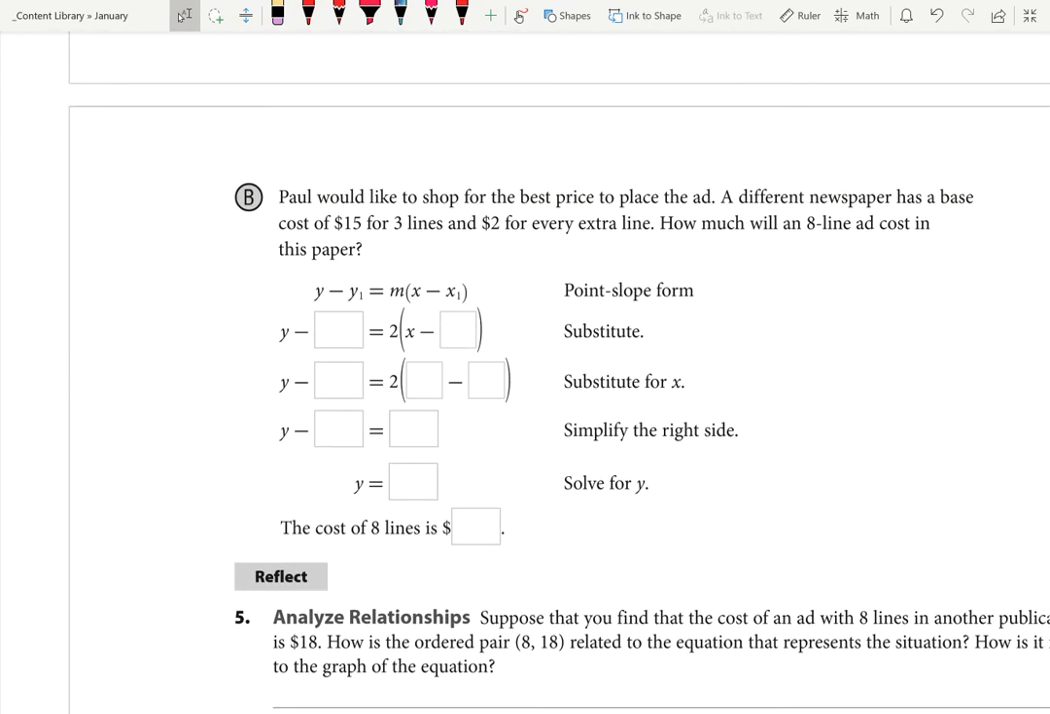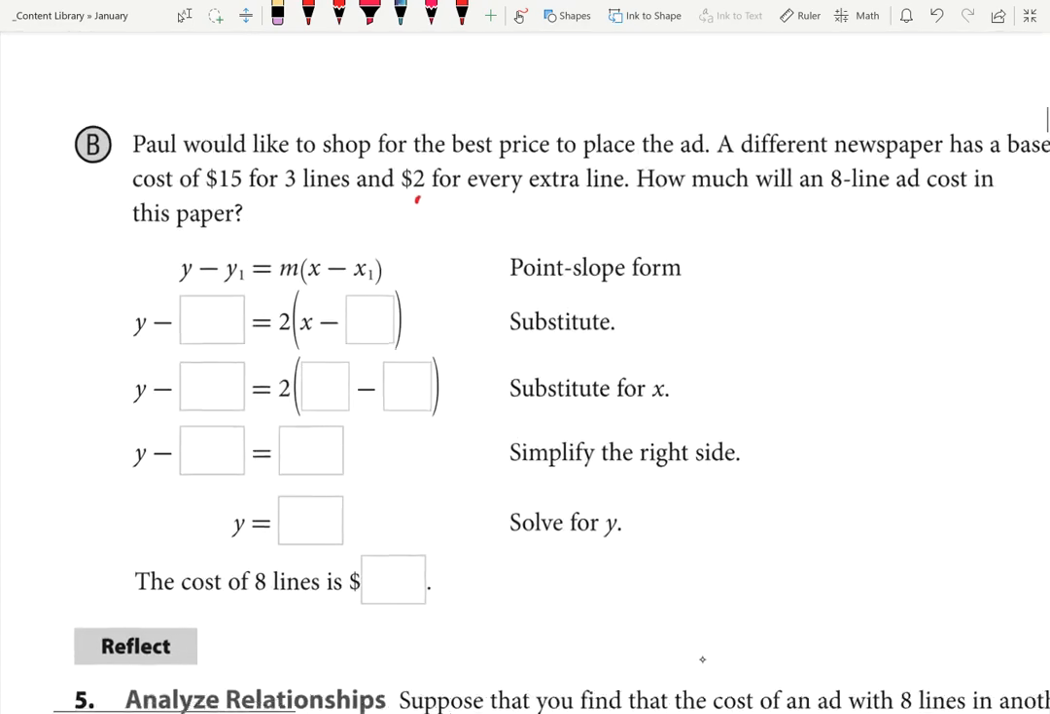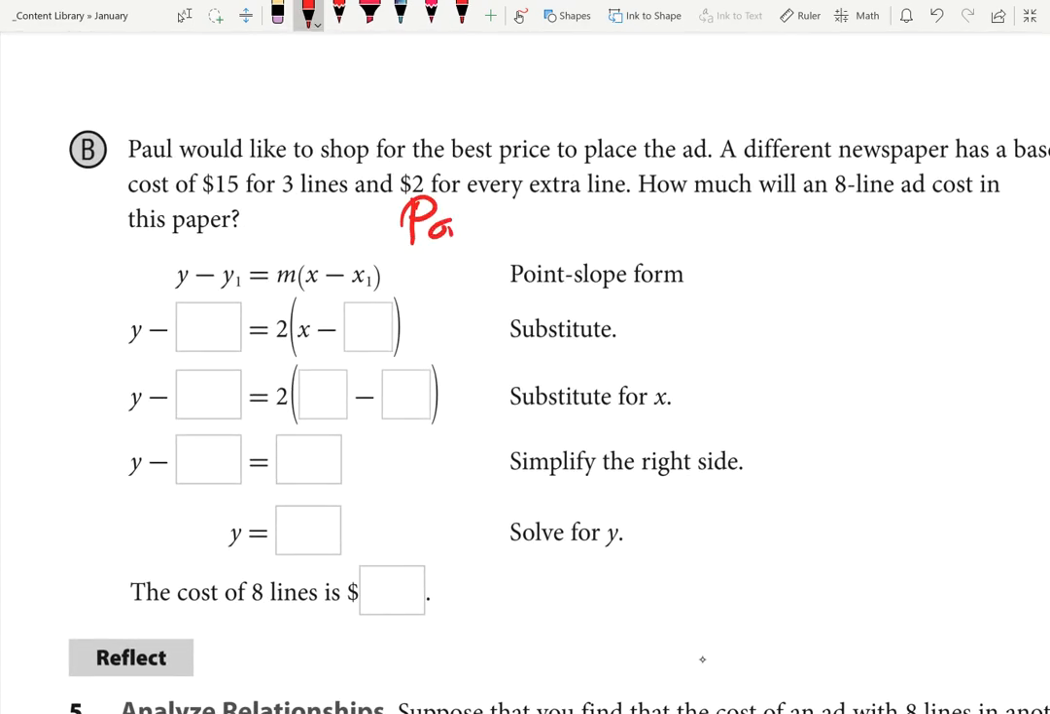Now, Paul would like to shop for the best price to place an ad. A different newspaper has a base cost of $15 for 3 lines and $2 for every extra line. How much will an 8-line ad cost in the paper? So we're going to write our equation in point slope form. Now, the only way I can do that is if I know a point and a slope given from the problem. So let me zoom in on this a little bit. All right, point and a slope.